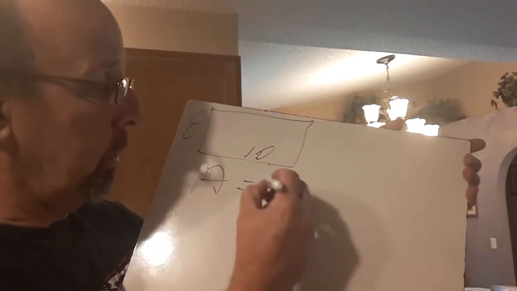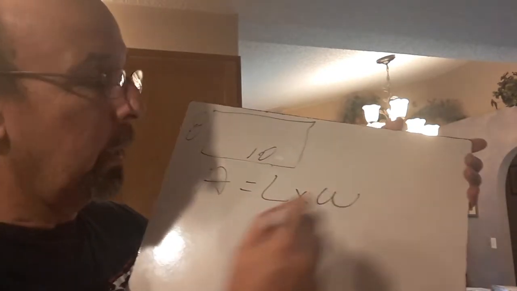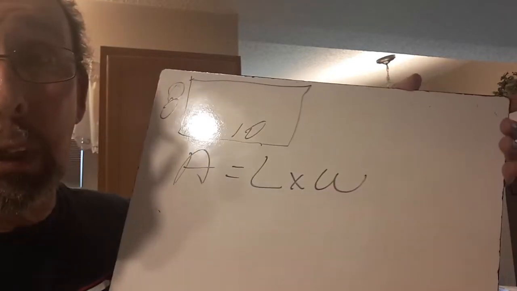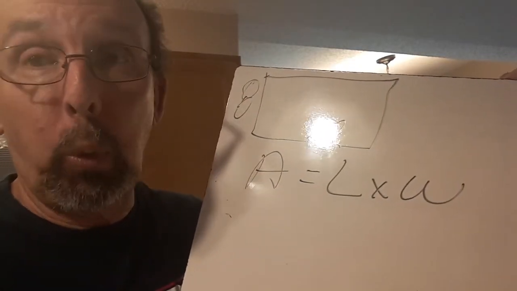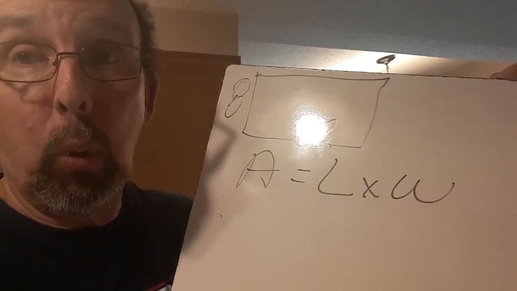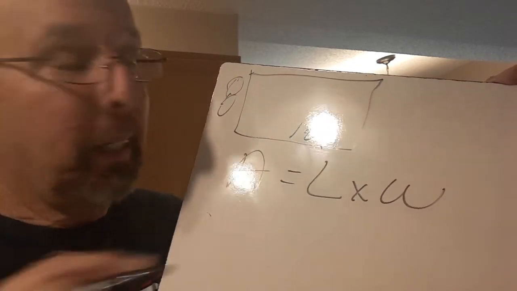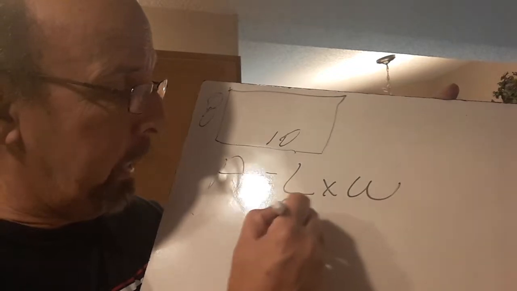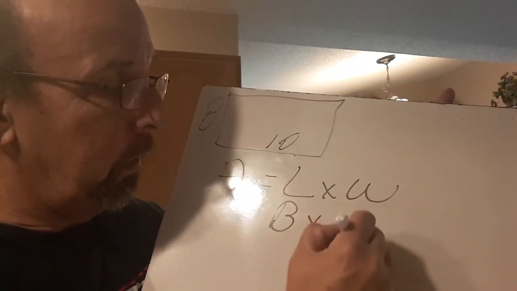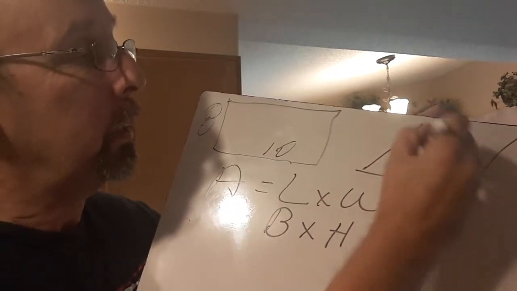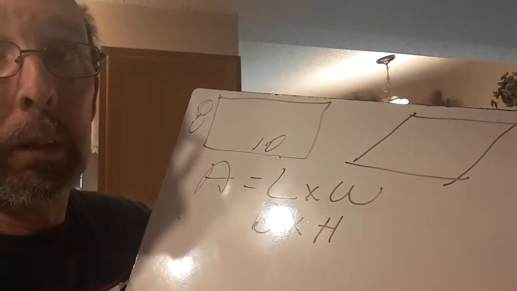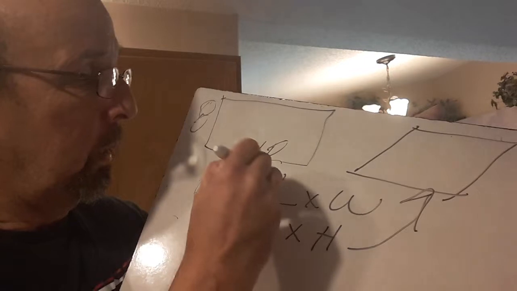Area equals length times width. That's the basic area formula for any square, rectangle, or parallelogram. It's length times width, or base times height for the parallelogram. Parallelogram, area is base times height. All right? Length times width.